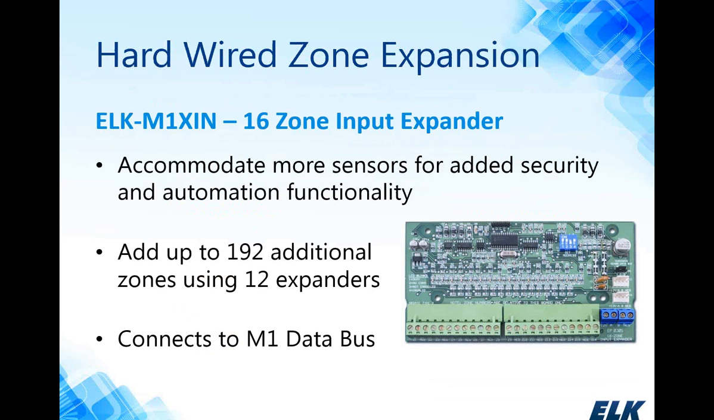Now besides the on-board 16 zones, the system is expandable using hardwired zone input expanders. These are the ELK M1XIN, and they're in 16 zone increments. The dip switches on the input expander will determine the starting address or the starting zone number, and you can have up to 12 expanders on the data bus.